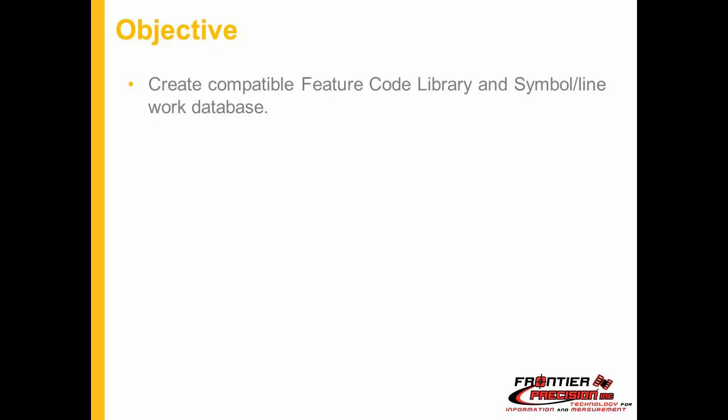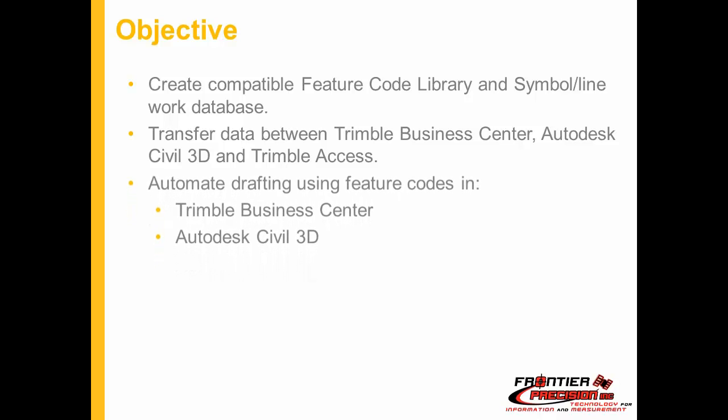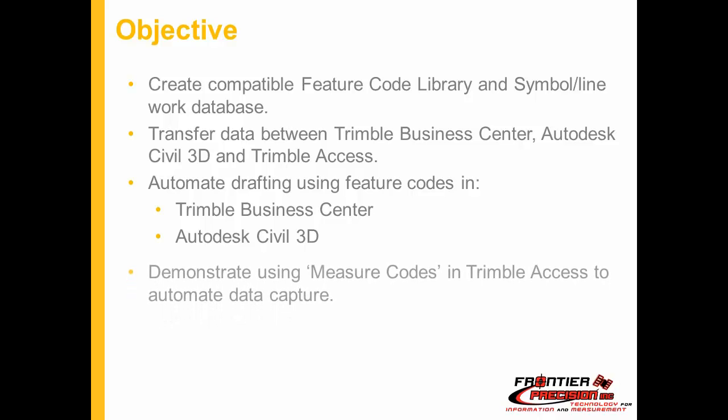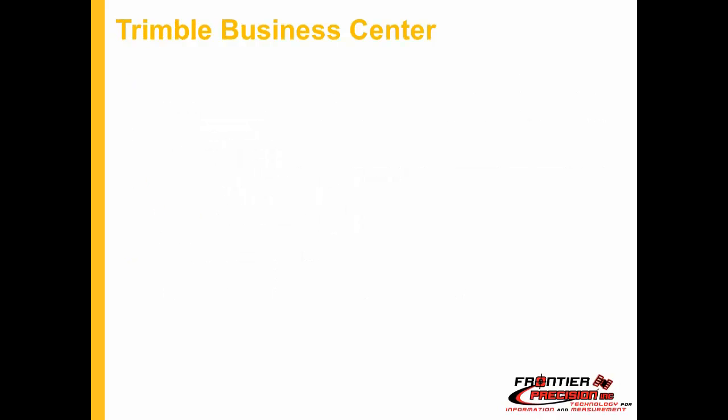We will create a compatible feature code library and symbol line work database. This will mean that your symbols and line work will draw the same in Autodesk Civil 3D and Trimble Business Center. We will transfer data between Trimble Business Center, Autodesk Civil 3D, and Trimble Access. We'll automate drafting using feature codes in Trimble Business Center and Autodesk Civil 3D. We'll demonstrate using measure codes in Trimble Access to automate data capture.